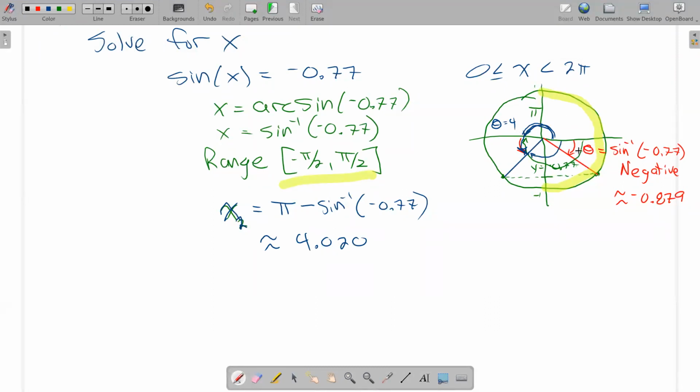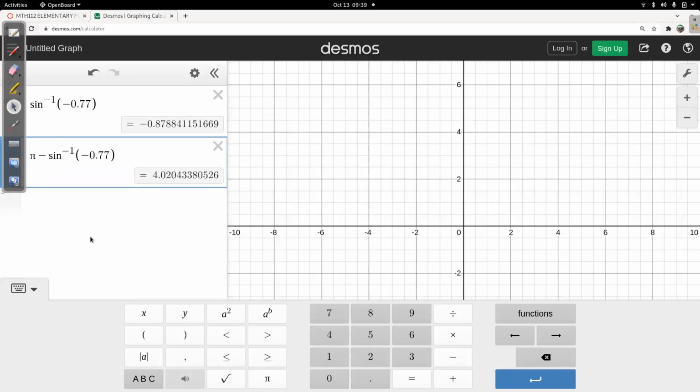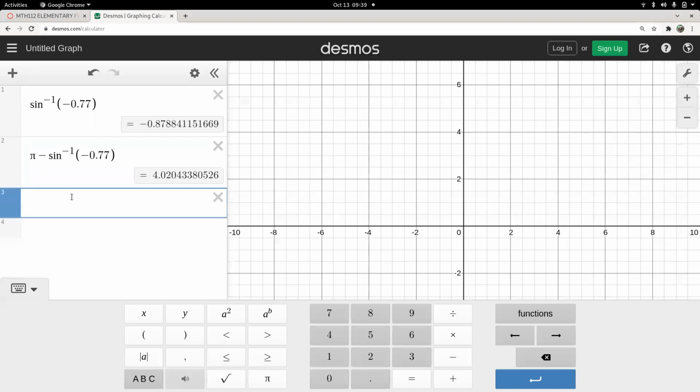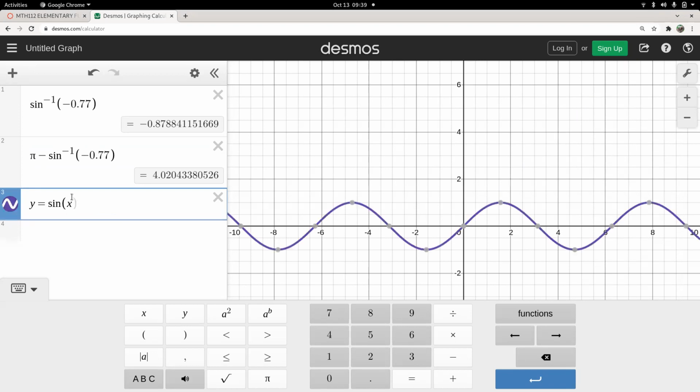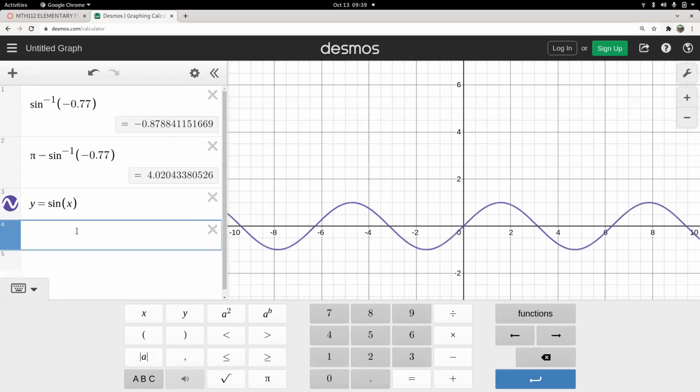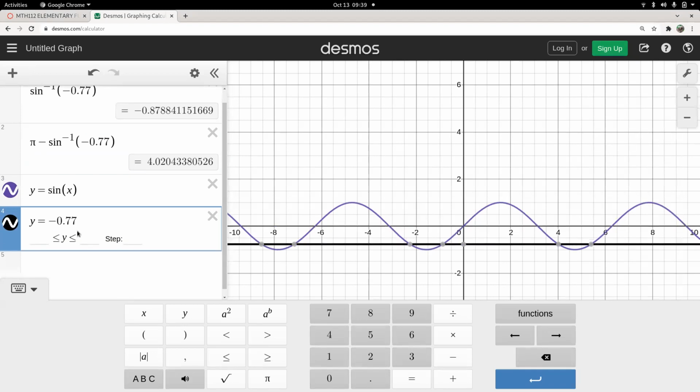This angle over here, the red one that I found, that's just under 1 radian in the negative direction. And that seems reasonable looking at my picture too. Last double check is we can graph y equals the sine of x and graph y equals negative 0.77.